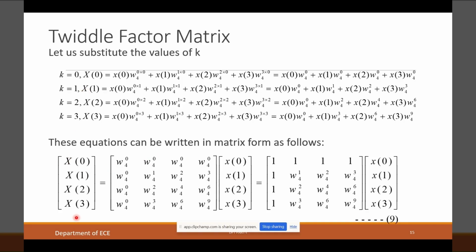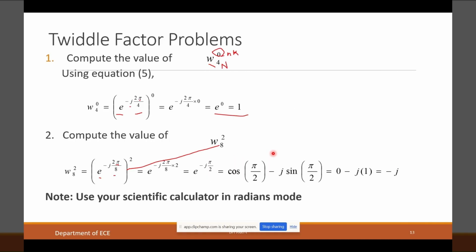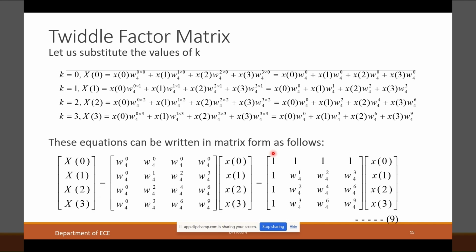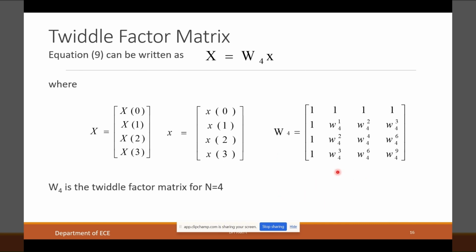Capital X of 0, which represents the frequency domain, comes on the left-hand side as a sequence. Then comes the twiddle factor, and then the time domain sequence x of 0, 1, 2, 3. So W0 of 4 is going to be 1, as we saw in the previous example on how to calculate it. All these remain as such. So this can be written as capital X equals W4 times small x. Capital X is the frequency domain value, small x is the time domain value, and W4 is the twiddle factor matrix.